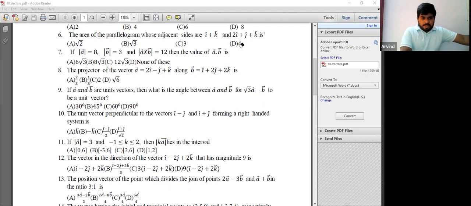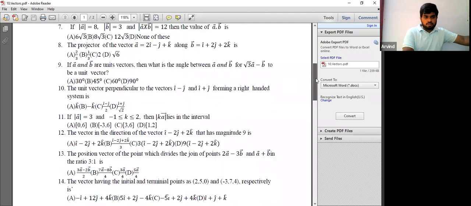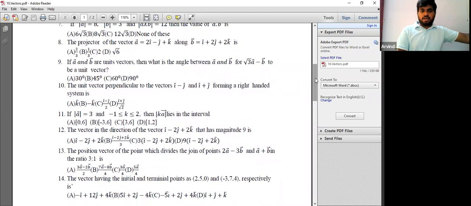Okay. The vector in the direction of the vector i cap minus 2j cap plus 2k cap that has the magnitude 9. So in the same direction means the same vector comes, right? Same direction means the signs will not change. Okay, everything has got the same thing. So you have to find which of these has magnitude 9, that's all.